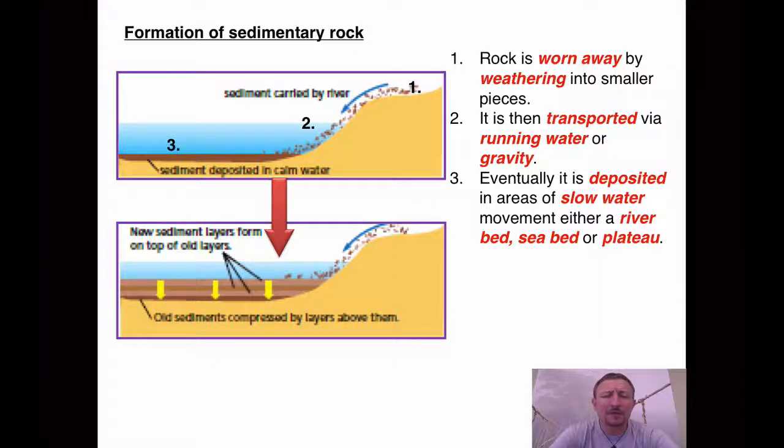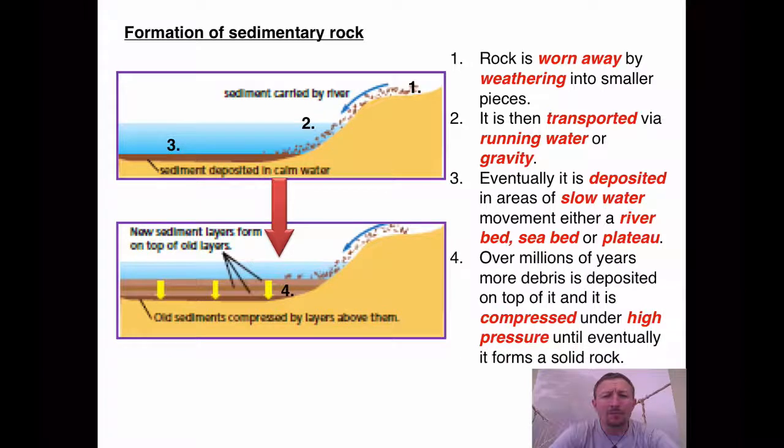Now what happens is it will sit there, and then more sediment will be put on top of it, and over millions and millions of years you get layers and layers of hard sediment compressing all the water out of it. It will compress all the sediment, and anything sitting inside that sediment, all together, and it will form into a rock.